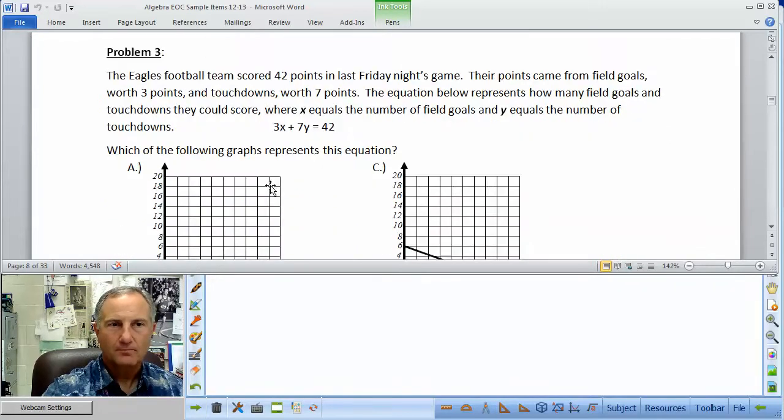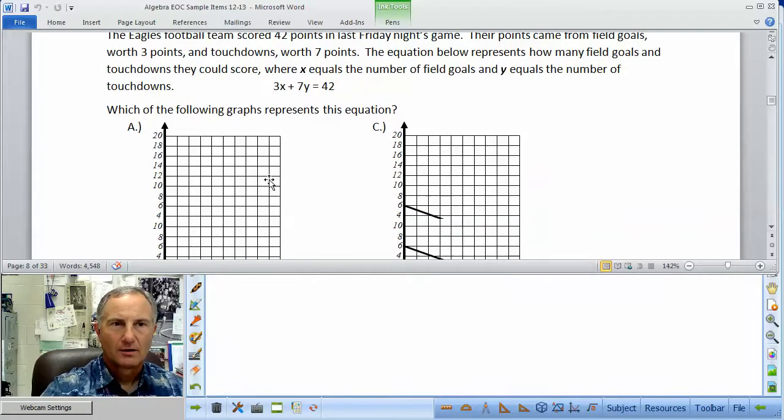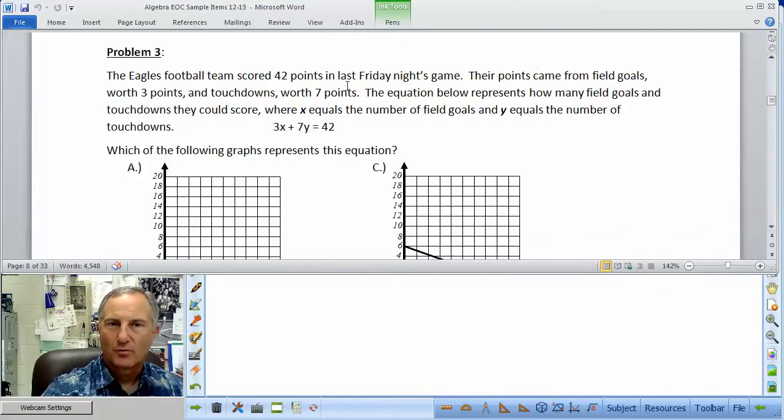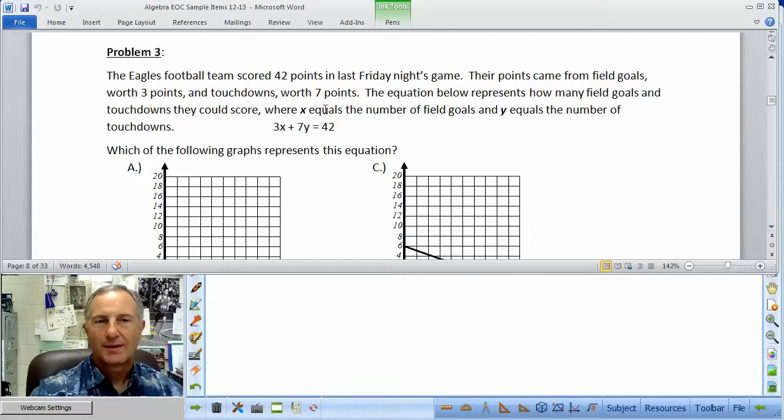Problem 3. The Eagles football team scored 42 points in last Friday night's game. Their points came from field goals worth 3 points and touchdowns worth 7 points. The equation below represents how many field goals and touchdowns they could score, where x equals the number of field goals and y equals the number of touchdowns. So don't get thrown off by the word problem. They gave you the equation. So there's our equation. You can forget about all this other stuff up here now. Let's just work with this here. So which of the following graphs represents this equation?